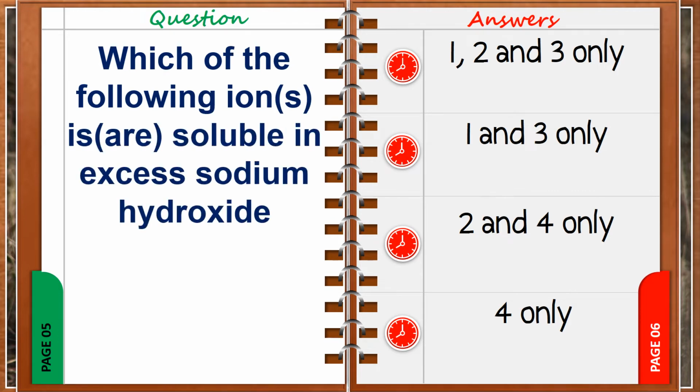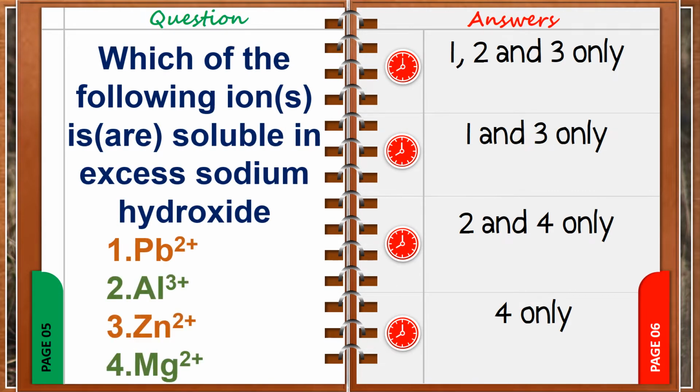Which of the following ions are soluble in excess sodium hydroxide? 1. Lead ions. 2. Aluminium ions. 3. Zinc ions. 4. Magnesium ions. One, 2, and 3. Lead ions, aluminium ions, and zinc ions.